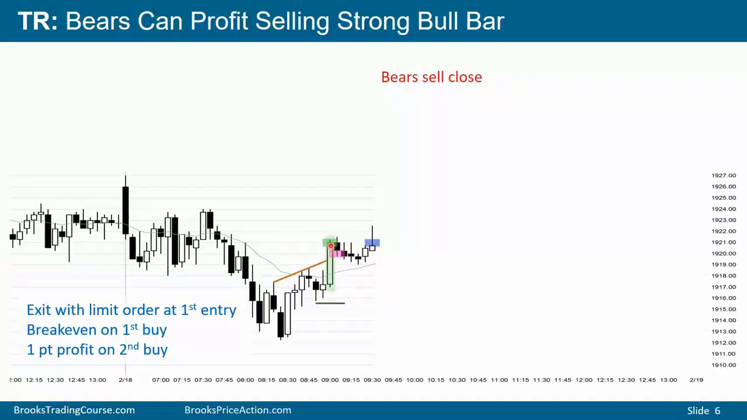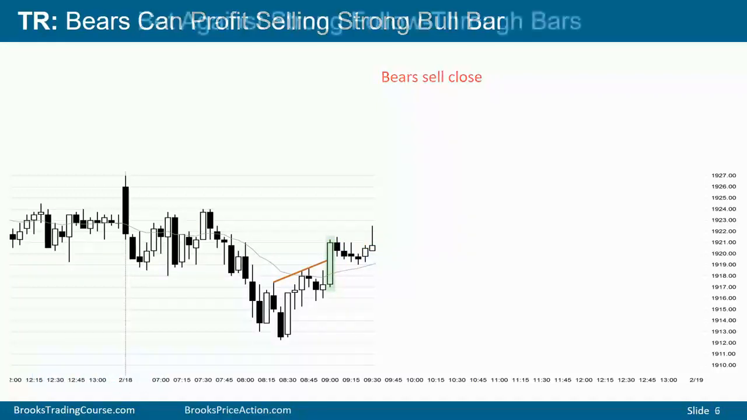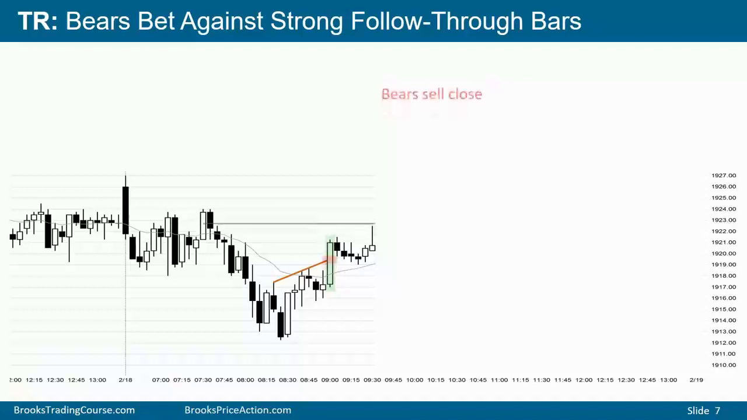I said bears can sell that close and make money, and they can. A bear selling that close needs the market to stay below a major lower high. This is a double top. We have a series of bear bars and a new low. This is a major lower high. And therefore, bears will sell this close, scale in higher if they have to, looking for a 1 point scalp.